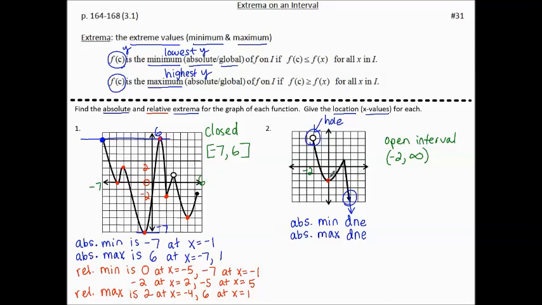How about this graph? I do have a relative min. It's -2. So let's say the relative min is -2. Where is it located? At x equals 0. And a relative max is 1. Remember, these are the y values. And that's located at x equals 2.